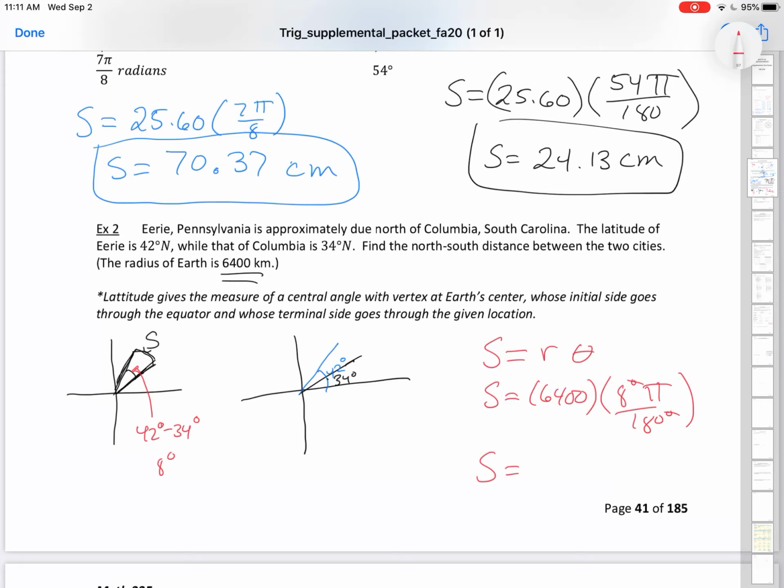So if I look at 6,400, and you don't have to do any reduction. You have a calculator, and you're going to need it anyway. Times 8 times pi divided by 180.